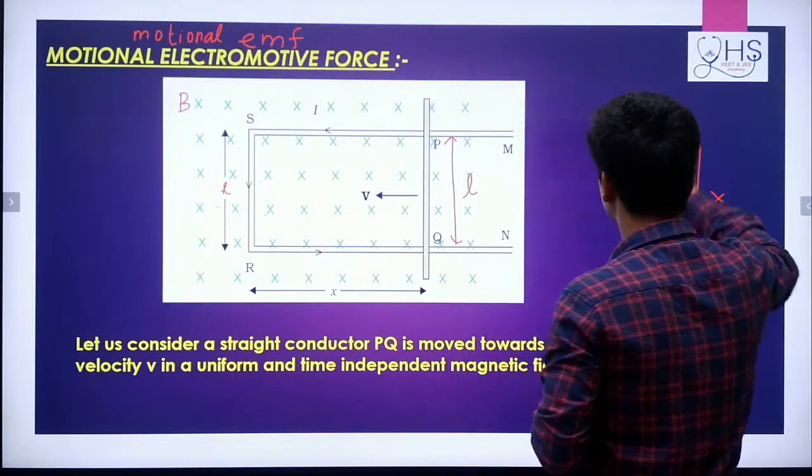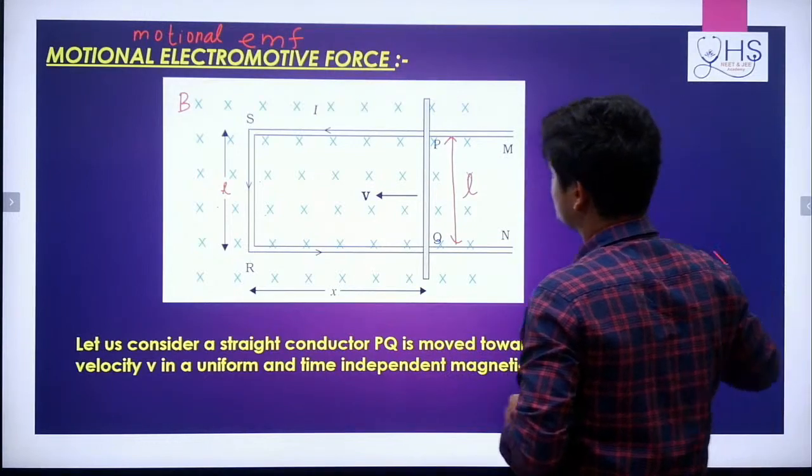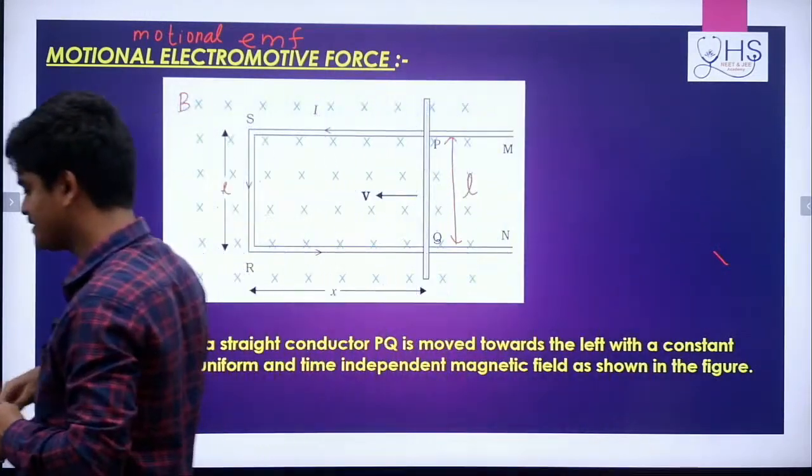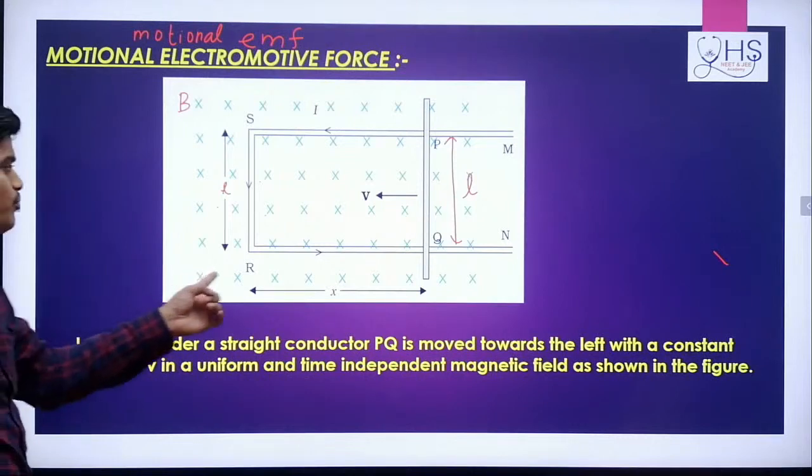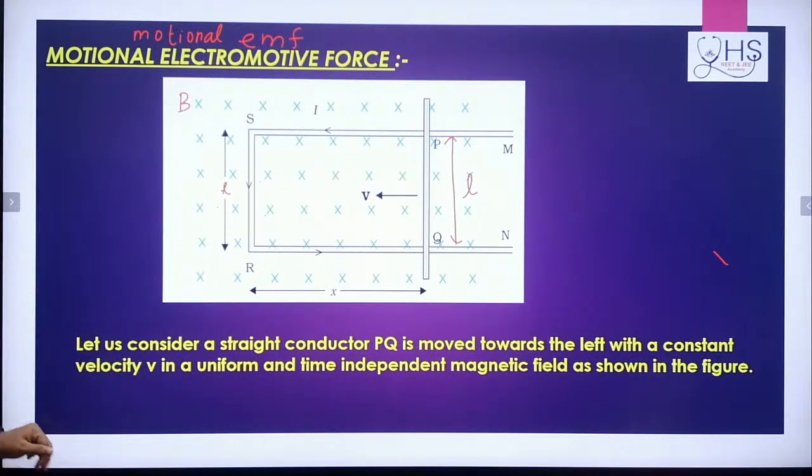So draw the picture. This cross is the B magnetic field, L is the length, PQ is the length of this rod, and X is the distance. Check here, give all the points properly, and write this language also.